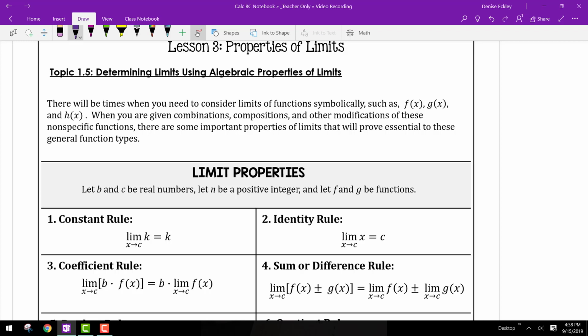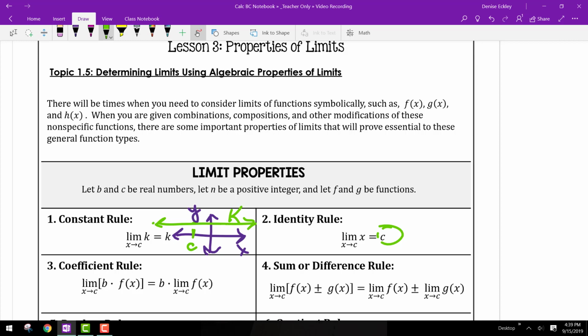And if we were to look at that on a graph, what we see is if we're taking the limit of a constant function, that function would be a horizontal line. So any x value you pick, wherever your c is, it is always going to have a value of k. The next one is the identity rule. If you're just dealing with the limit of x as x approaches c, you're going to get that value of c. The third one is the coefficient rule.